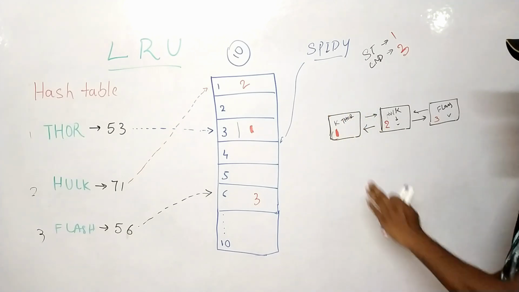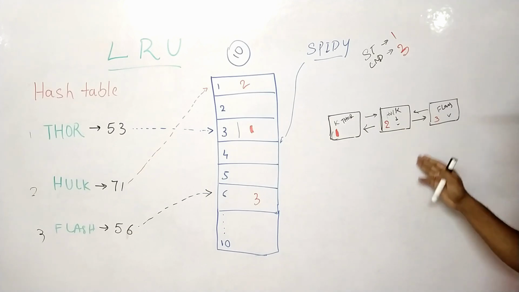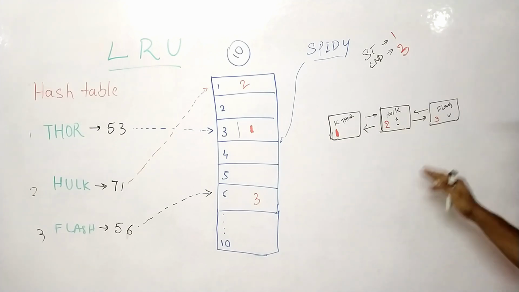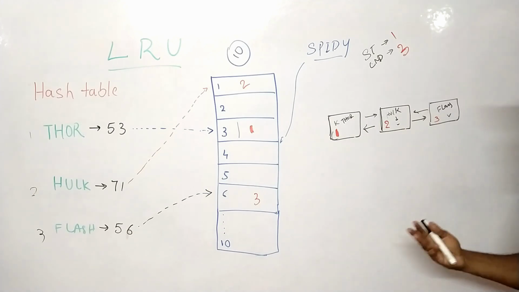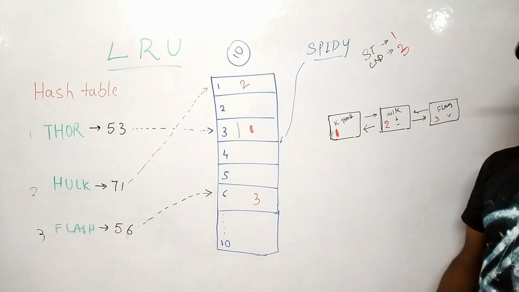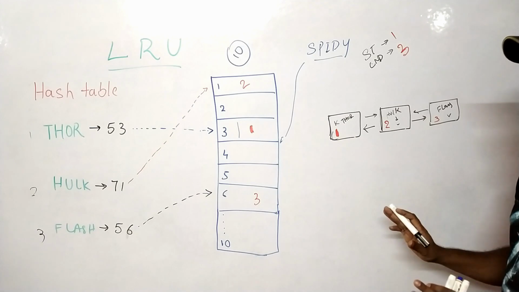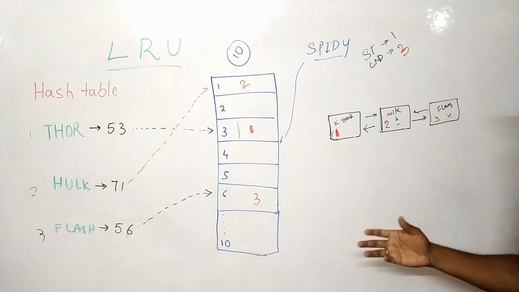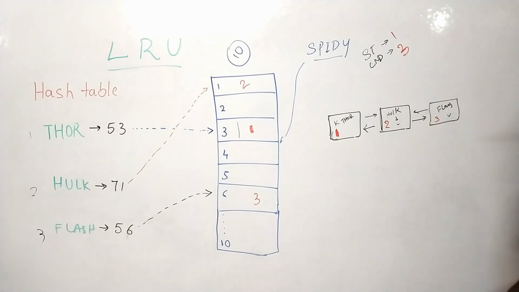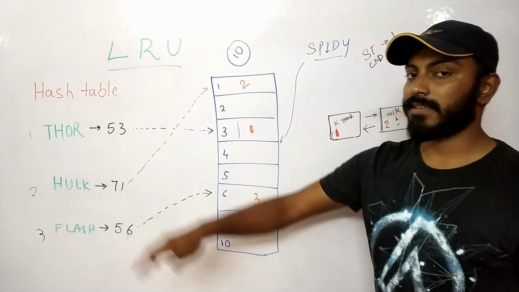So that way, this representation is telling us the order at which these keys were accessed. Anytime we can figure out what was recently accessed and what was the older key which was accessed. Now consider what happens when the same keys are accessed again and again. So consider Hulk was accessed again.